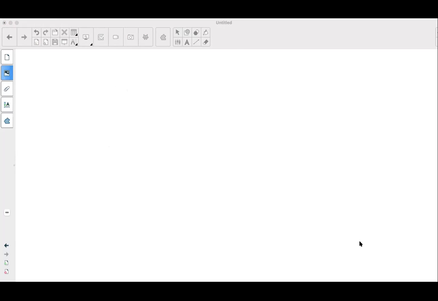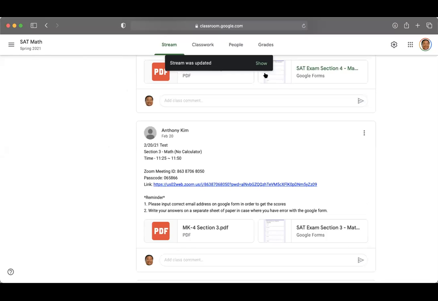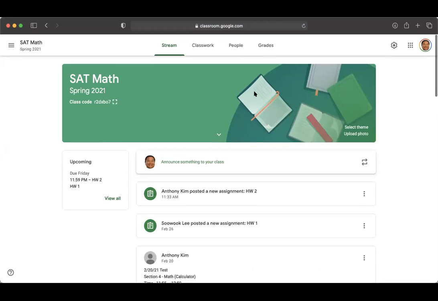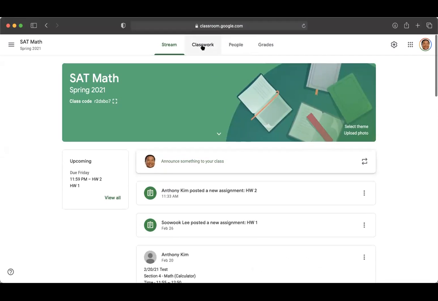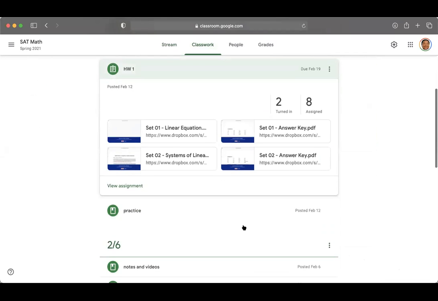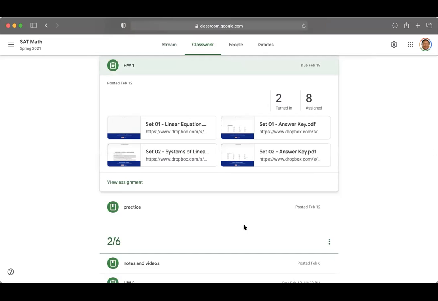I'm looking at this one. I'm going to go to the classwork. This is this week, but this is from last week. From last week, homework number 1 is the topical. We have linear equations and then systems of linear equations. We're looking at these two things, guys. I'm going to look at set 1 first.